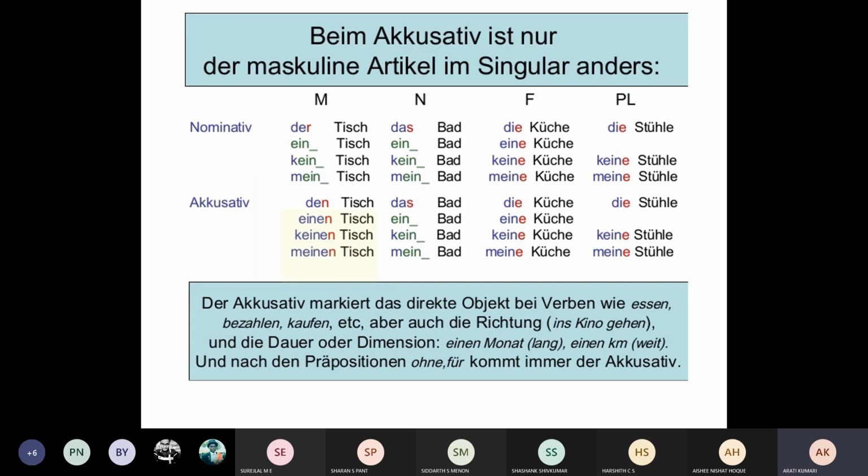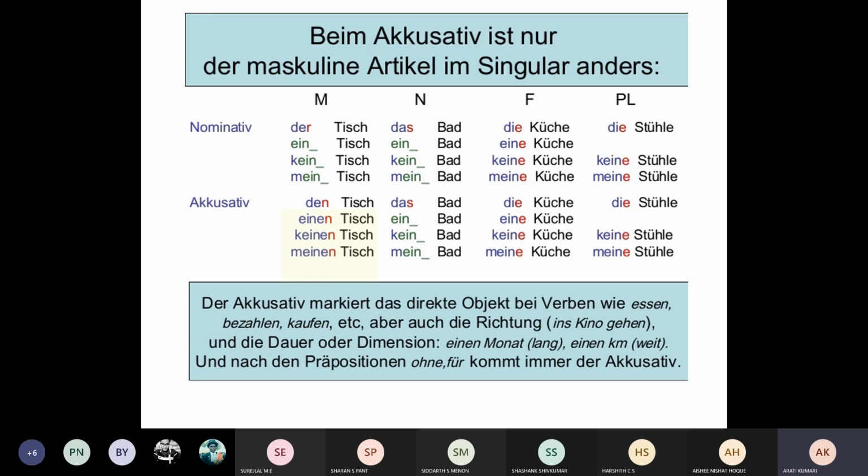Okay, so now we already learned that nominative is the subject in the sentence. Accusative is the object in the sentence, the direct object of the sentence. Now we learn the table, and I'll also tell you the W questions that come together with it. So let's learn the table first.